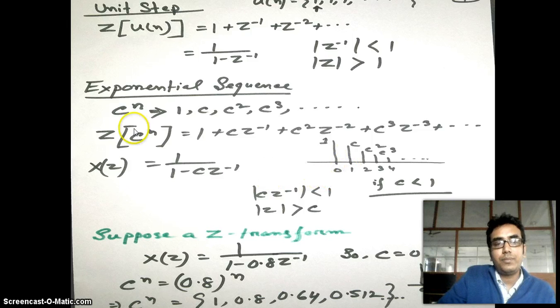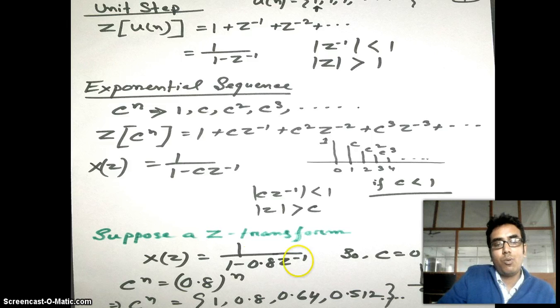And if the value of c is less than 1, then it will be a decaying exponential. That means the maximum value will be 1 at n equal to 0, and then the value will decrease steadily. And we can write this z transform if |c z inverse| is less than 1, that means |z| greater than c. Now suppose any z transform X(z) equals 1 by 1 minus 0.8 z inverse. You have to find the inverse z transform.